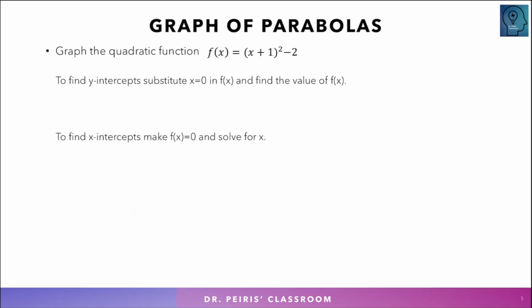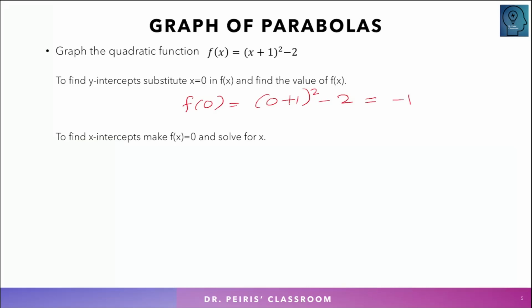Now let's see how we graph parabolas if the quadratic function is given in terms of the standard form. First thing, we need to find the intercepts. To find the y-intercept, we substitute x equals 0 in the given quadratic function. So substitute x equals 0: (0 plus 1) squared minus 2. Then we simplify this to find the y-intercept. 1 squared is 1, 1 minus 2 is negative 1. So the y-intercept is 0 comma negative 1.